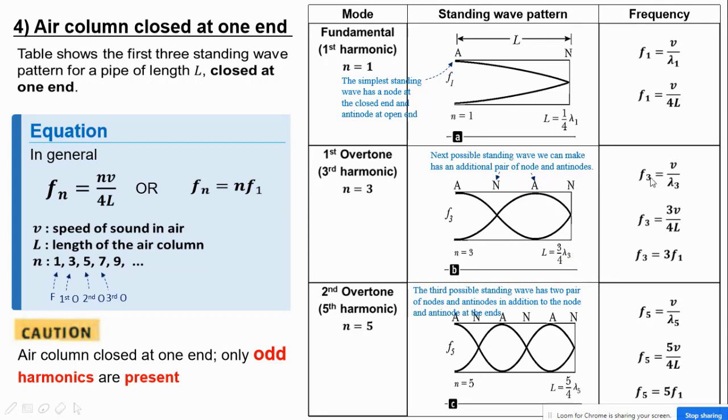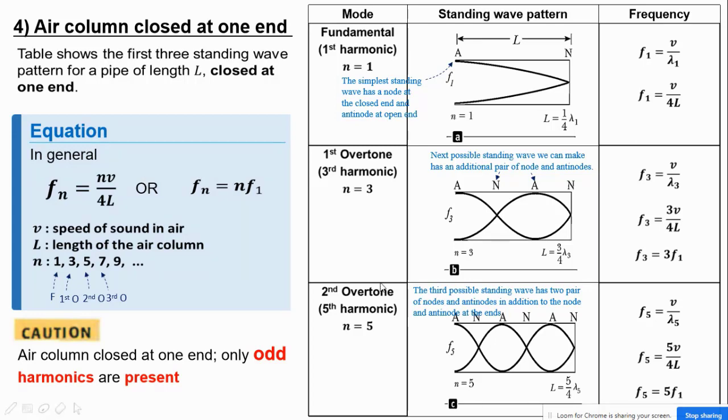And the total length of the tube equals 3 over 4 lambda 3. So f3 equals v over lambda 3. So our lambda 3 equals 4L over 3, which we can replace over here to get this formula, f3 equals 3v over 4L. And after we compare with the first formula, f1 equals v over 4L, we can have the relation: f3 is actually 3 times f1.